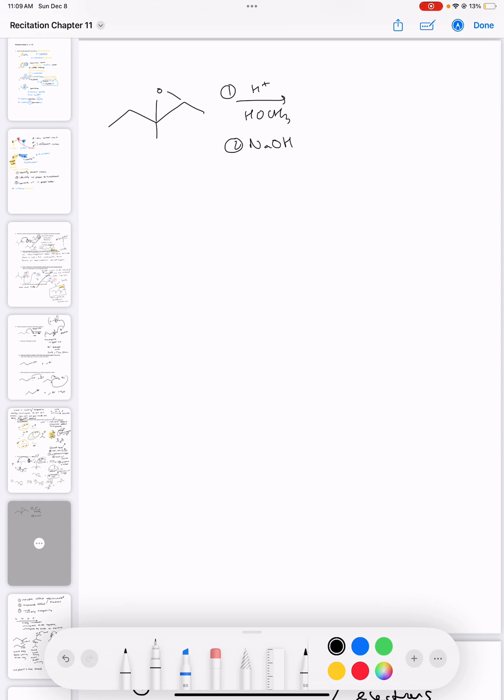And the way I know it's an acid catalyzed ring opening of epoxide is it has H+, and then we have an epoxide. So those are the only things we learned how to do with an epoxide. So those are the clues that tell me what reaction I'm looking for.